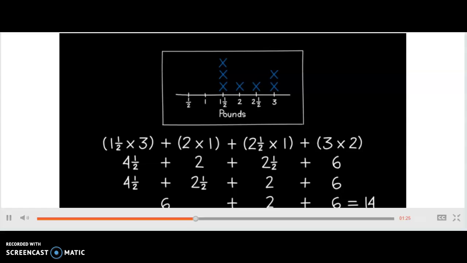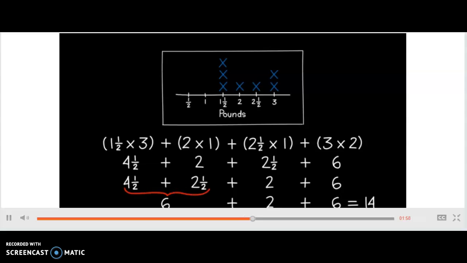Anthony multiplied first and got 4½ plus 2 plus 2½ plus 6. He then used the commutative property of addition to add 4½ plus 2½ plus 2 plus 6. He found 6 plus 2 plus 6 equals 14. What do you think? Do you see an error?